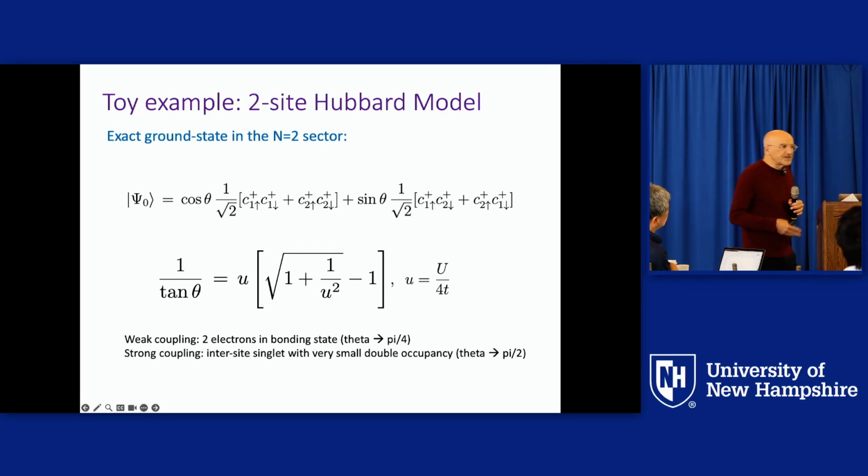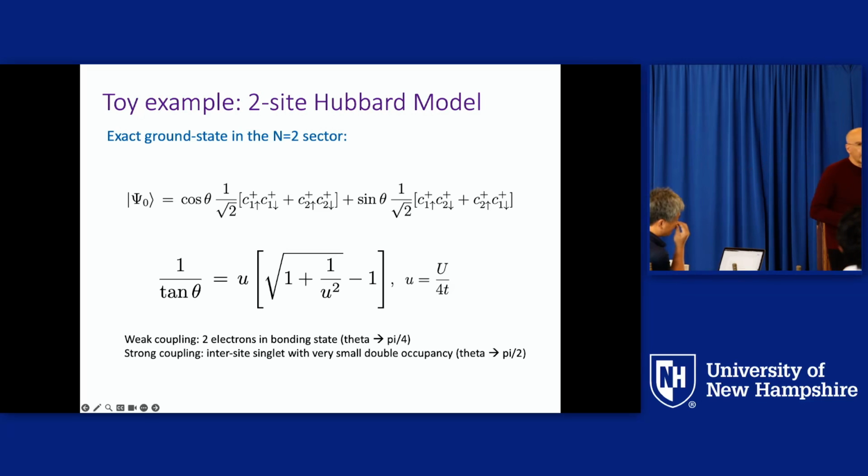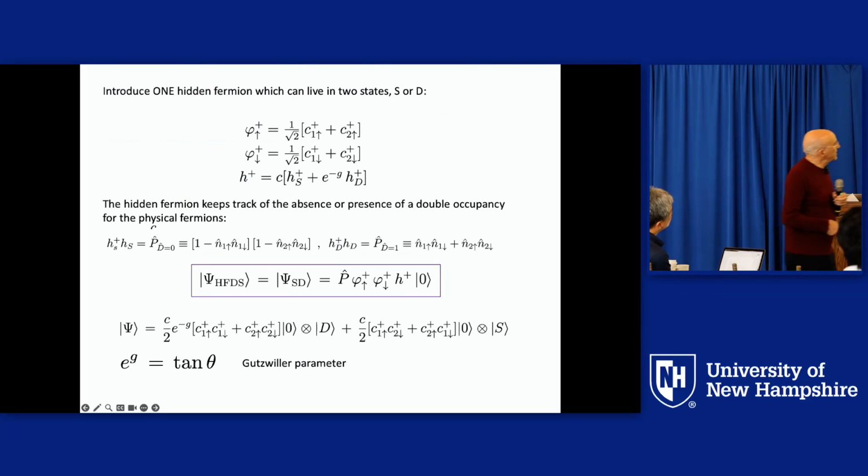Good, and if you want, this is the crossover between placing two electrons in the bonding state to the Heitler-London strong coupling singlet limit of the hydrogen molecule. So how are we going to describe this ground state by this hidden fermion idea? So what we're going to do is, besides the physical electrons, which are these two guys, we can form these linear combinations if we want, we're going to introduce an additional fermion, which is like a flag.